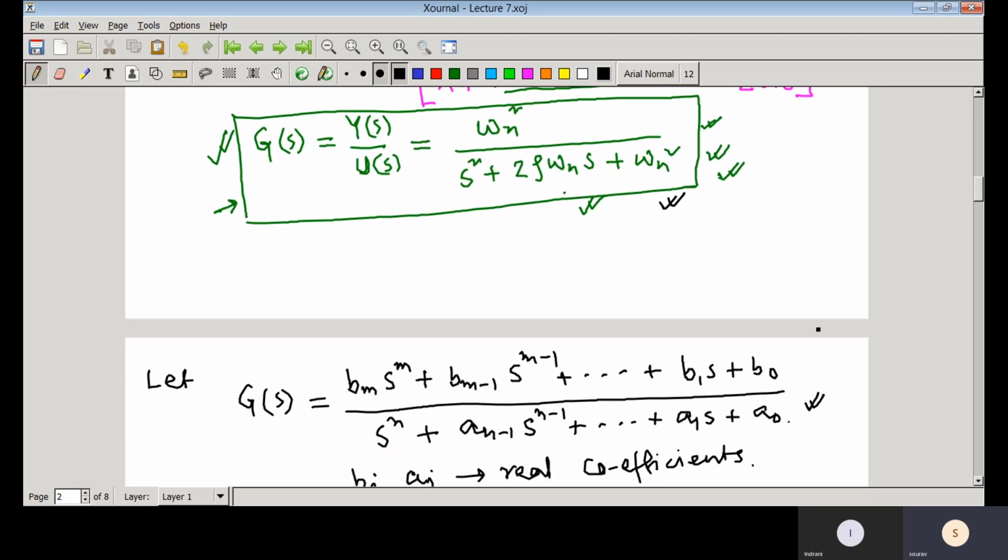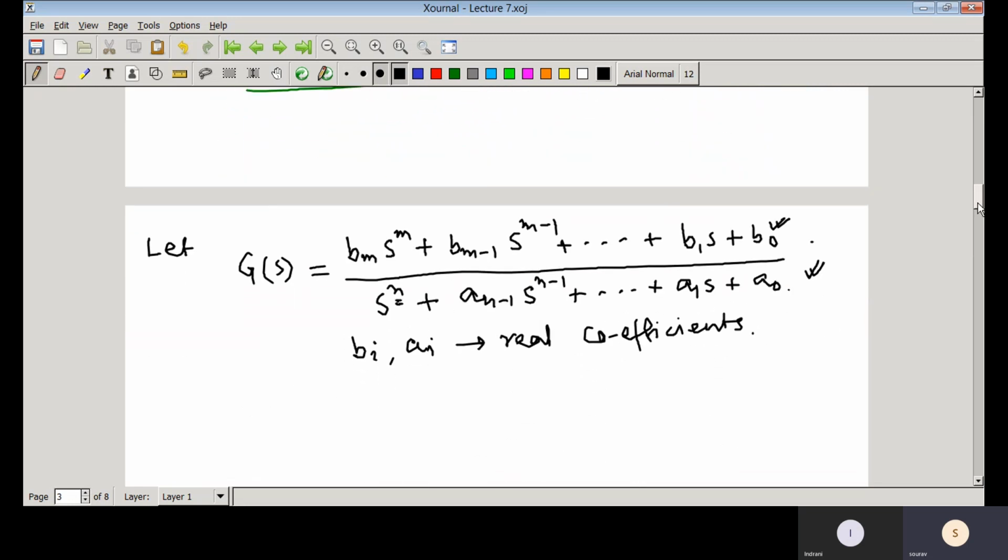If you compare this polynomial with this transfer function, in the numerator polynomial you have omega n square, that means b0 is omega n square. In the denominator you have s square, so n equal to 2. Twice zeta omega n is a_(n-1), that is the coefficient of s, and omega n square equals a0. So these are the two polynomials in the numerator and denominator.